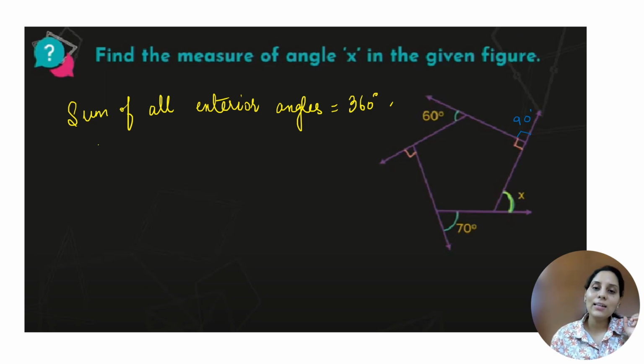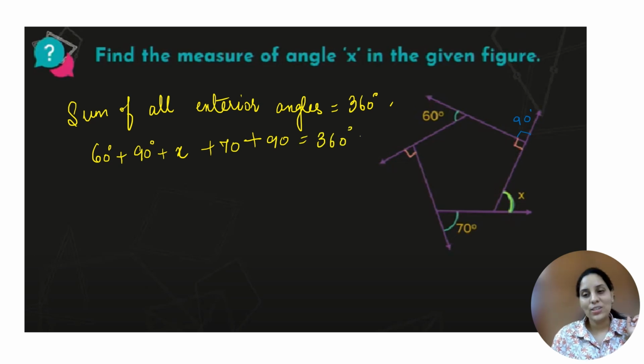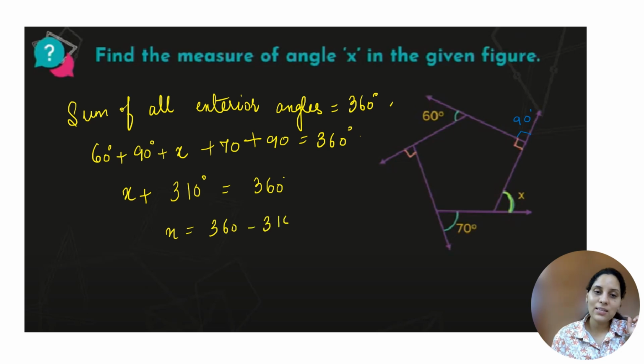So what are the angles? 60 degrees plus 90 degrees plus x plus 70 plus 90 is equal to 360 degrees. So x plus, here we get 90 plus 90 plus 60 plus 70, which will be 310 degrees, is equal to 360. So x is equal to 360 minus 310, which is equal to 50 degrees.